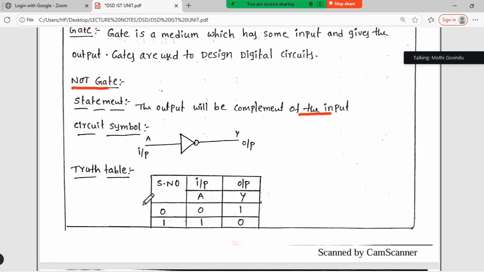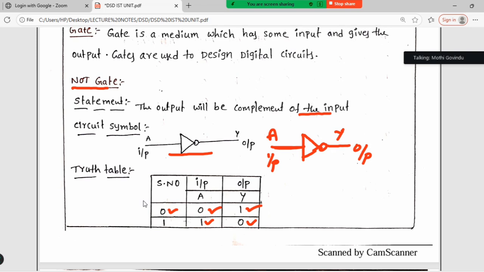For example, I am giving 0 as my input, and I'll get 1 as output. When I give 1 as input, the output is 0. This is the symbol of a NOT gate, where A is the input and Y is the output. The NOT gate has only a single input and a single output. All gates have a single output only, but the NOT gate has only a single input, while all other gates may have two or more inputs.